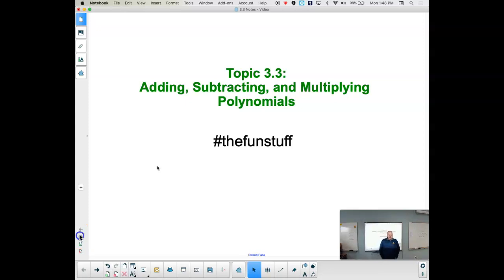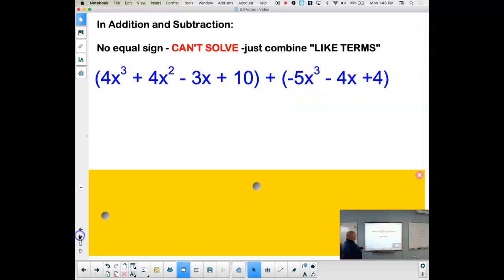Happy Tuesday. Today we're going to be adding and subtracting and multiplying polynomials. We're going to save dividing for a week or so. We'll get to that in November-ish. Okay? So it actually is hashtag the fun stuff because it is a good time. It's math. It's what we like to do. That's why we're in math class.